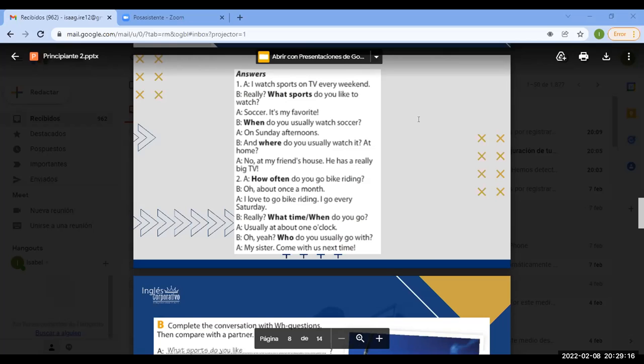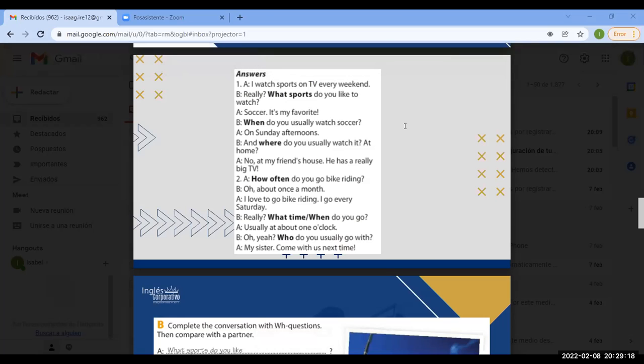Very good. Y ahora, las compañeras cambiarían el papel también. Ajá. Ahora yo sería B. Okay, comienzo.